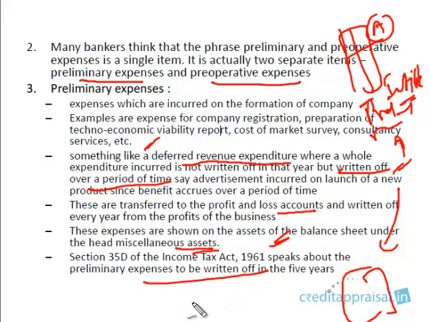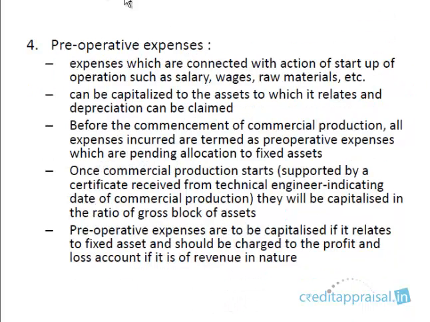Now pre-operative expenses are different. Pre-operative expenses are connected with the startup of the operations, such as salaries, wages, and raw materials. These can be capitalized to the assets and depreciation can be claimed. Before commencement of commercial operations, all expenses incurred are termed pre-operative expenses, which are pending allocation to fixed assets. What happens once commercial production starts? They are capitalized and pushed to the gross block, and then depreciated thereafter.